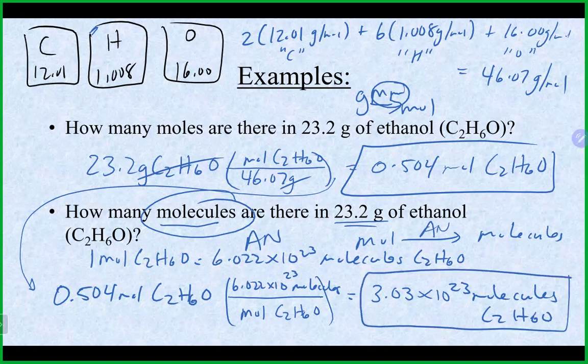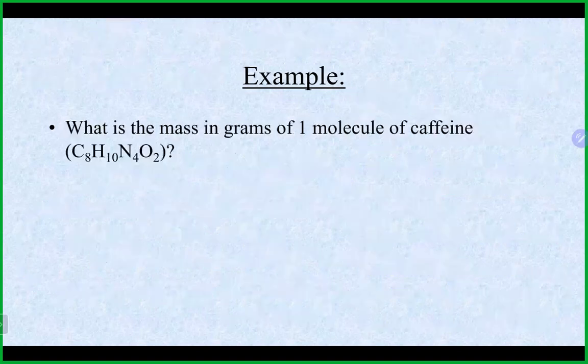Any questions on either of those calculations there? And again, if it was just the question of how many molecules there were in 23.2 grams of ethanol, you basically just combine both steps together, obviously, to get to the end there. Let's try one more here to finish it out, maybe for today.